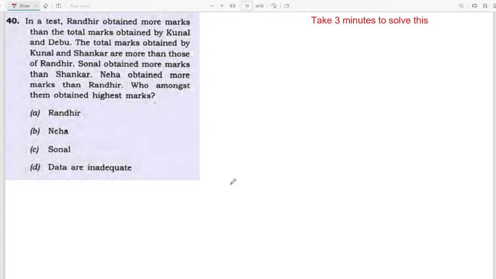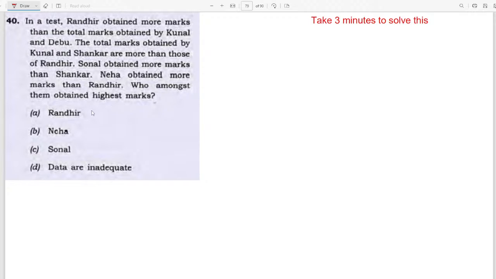3 of them have got option D. So we'll see how to go about this question. So they're asking, in a test, Randir obtained more marks than the total marks obtained by Kunal and Debu. The total marks obtained by Kunal and Shankar are more than those of Randir. Sonal obtained more marks than Shankar. Neha obtained more marks than Randir.